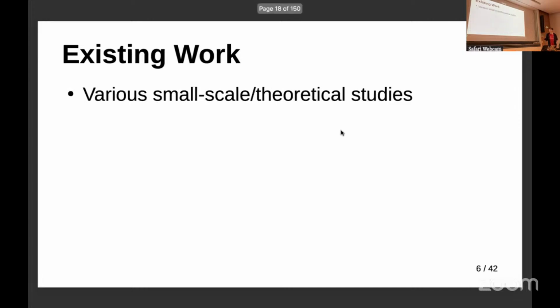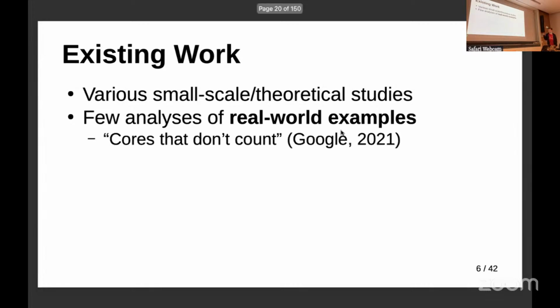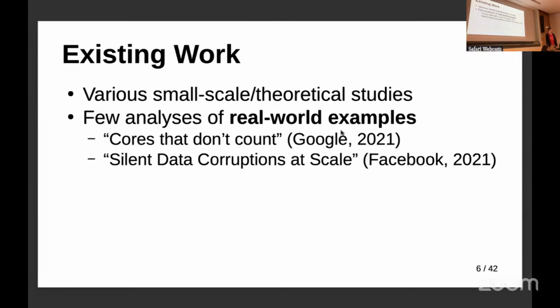So this isn't a new concept. There have been some existing small-scale studies and theoretical studies of silent data corruptions. However, there have only really been two other existing works that have actually looked at this phenomenon at a large scale. Specifically, one paper from Google in 2021 and another paper from Facebook, also in 2021. It's important to note that neither of these papers publishes many concrete numbers or specific values. They're all very vague about the actual details of what they've measured, presumably for some kind of business considerations.